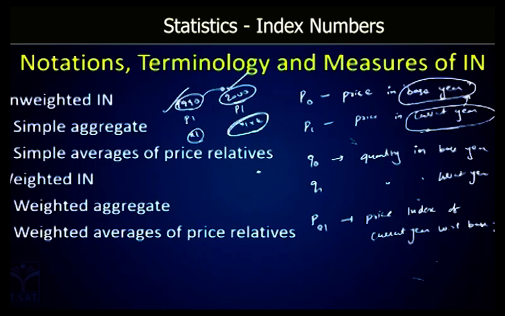See here, notation is very important. Price index of the current year with respect to base year. Current year we represent with 1 and the base year we represent with 0. So price index of current year with respect to base year. Similarly, P10 is the price index of base year with respect to current year.